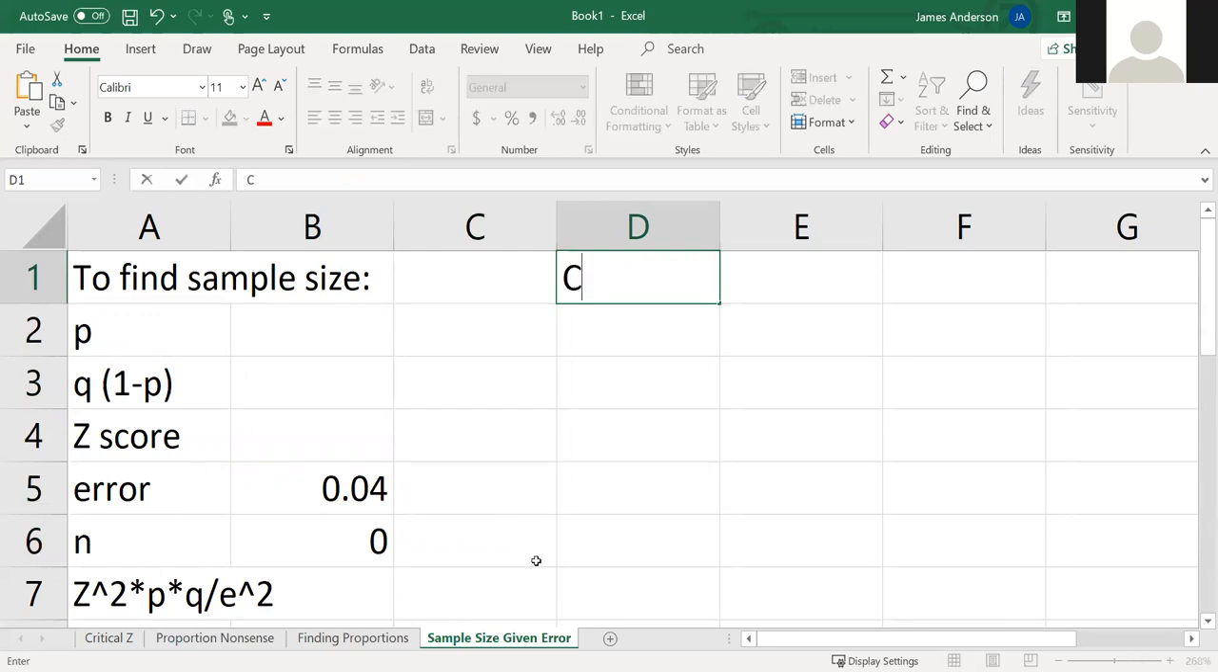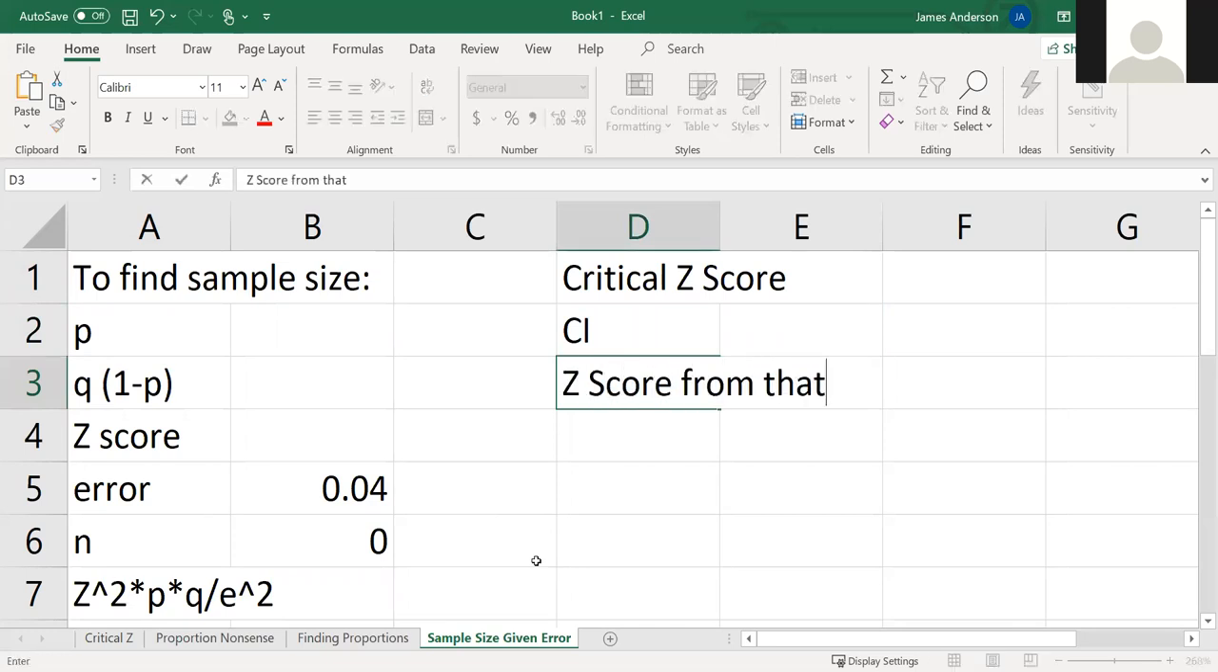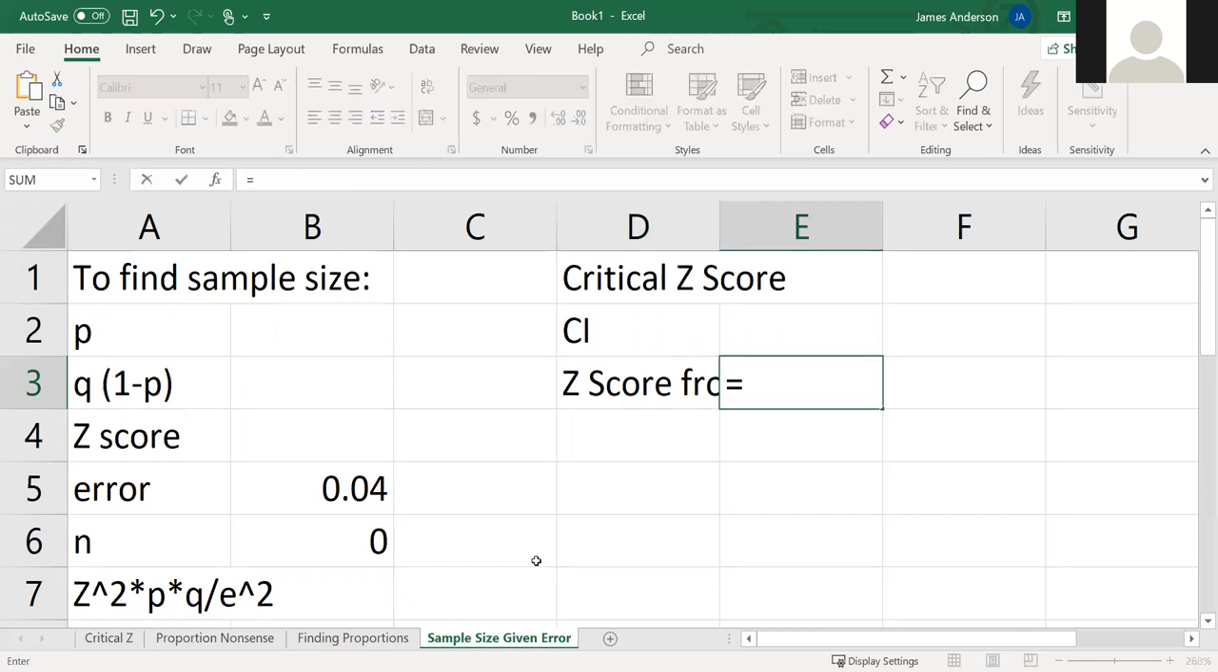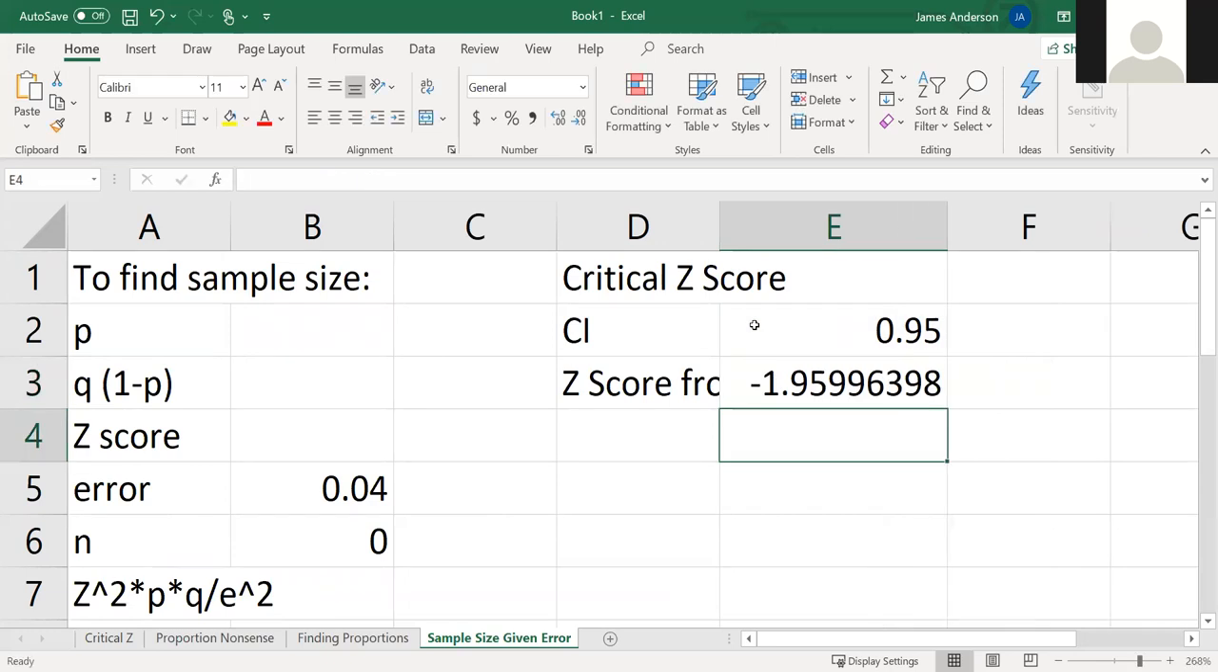So we need the critical Z score. We need that confidence interval and then the Z score from that. For this, it would be NORM.S.INV of 1 minus that value, so 0.95, except I also want to do it divided by 2 because I'm looking for two-tailed. That right there.